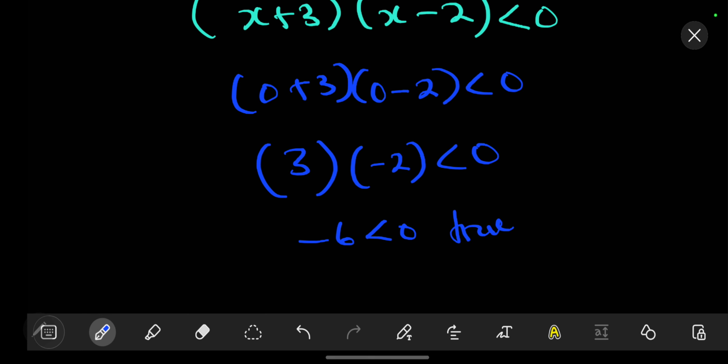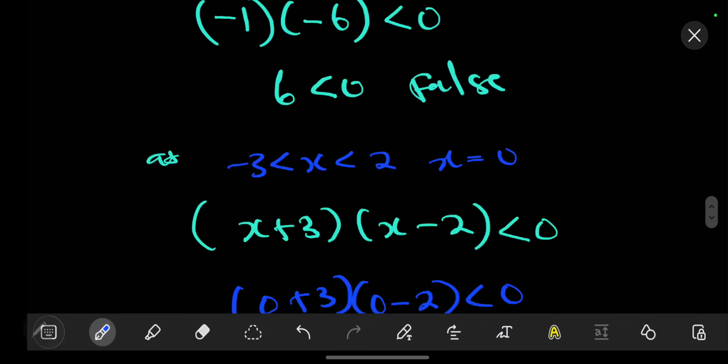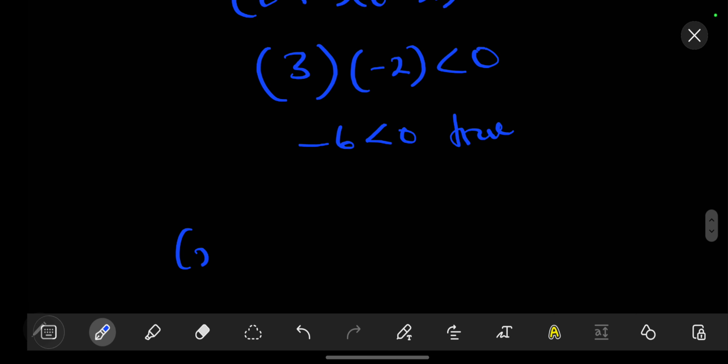So all the signs in the middle will be negative, because we have gotten a negative value. Then last but not least, let's see what sign, because an inequality may have different solutions. When x is greater than 2, x could be, let's say, +3, because that's a value greater than 2. So we have (x + 3)(x - 2) should be less than 0.